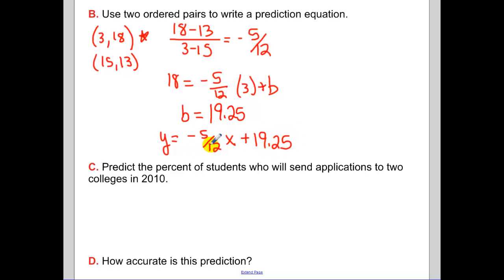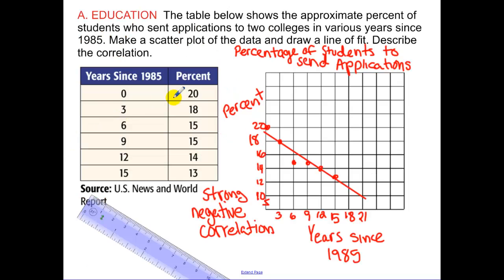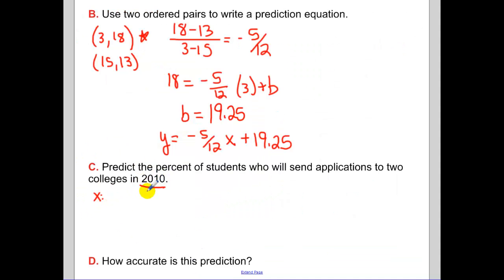And if you want to write that negative 5 over 12 as a decimal, that's okay. Now predict the number of students who will send an application to 2 colleges in 2010. Now remember what X stood for. I'm going to flip back to the last slide. X stood for years since 1985. So you don't plug 2010 in. To get X, you need to do 2010 minus 1985 to figure out how many years that is, and it's going to be 25.